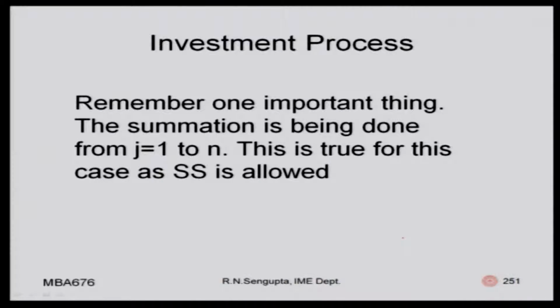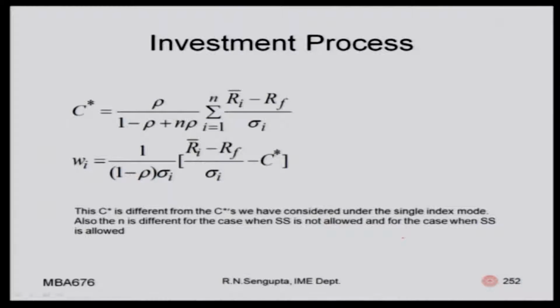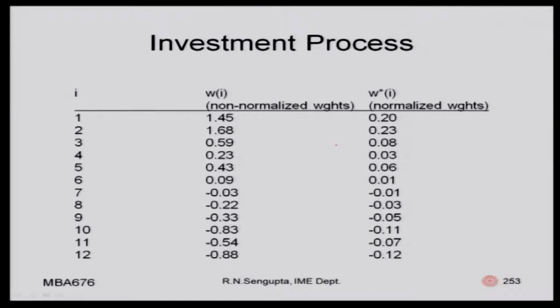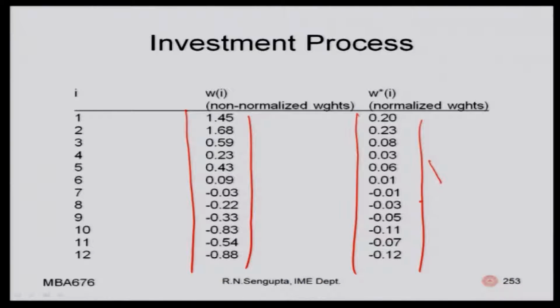Sums are always from j equal to 1 to 12, where n is 12. The formula for C star remains the same, and the formulas for the Wi's remain the same. When you do it, you find that the normalized weights again come out as per the formula you are using; the normalized weights come out to be the Lintner's definition.